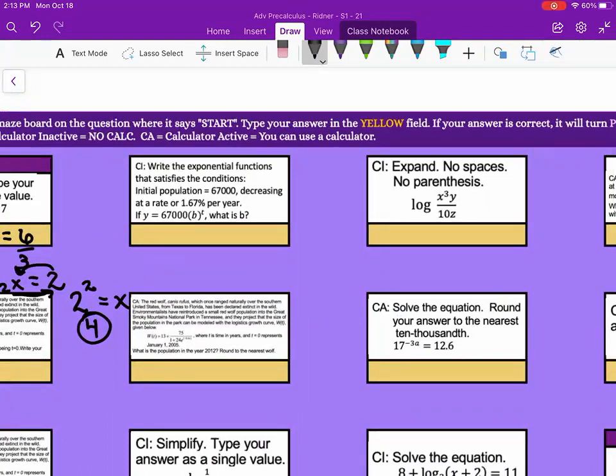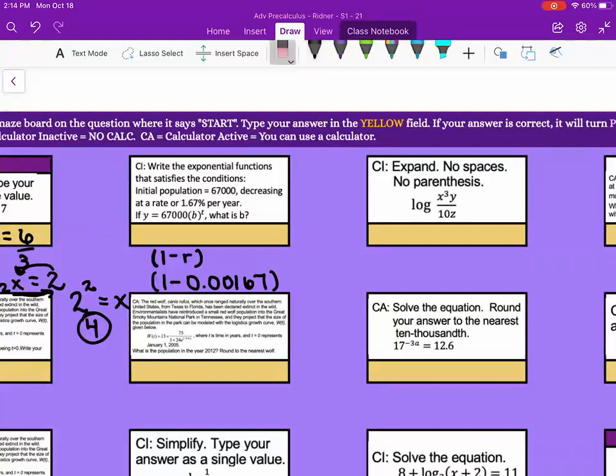All right, so this one says we need to satisfy the condition that the initial population is 67,000 and it's decreasing at a rate of 1.67% per year. We just want to name what is B. And so to do that, remember B is 1 minus the rate because it's decreasing. If it were increasing, it would be 1 plus the rate. The other thing you must remember is that that rate must be written as a decimal.